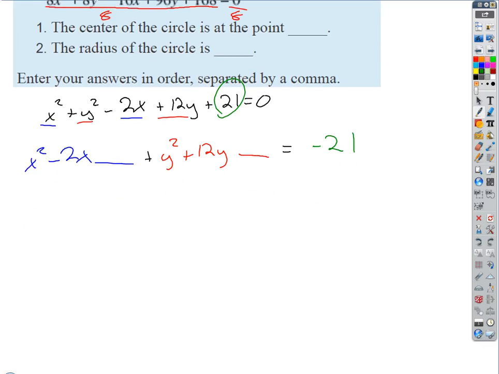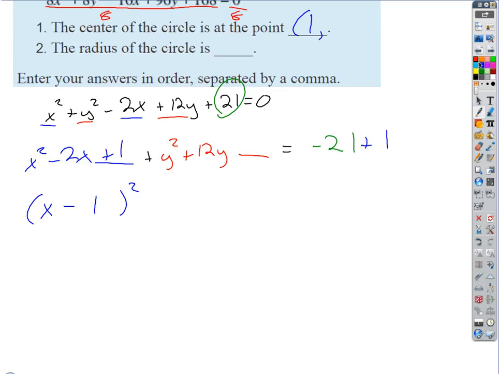Now we'll just complete the square, both x's and y's. So x, half of negative 2 is negative 1. So we can see that the center of the circle has an x coordinate of 1. That's the value of h. To get that, I have to add negative 1 squared, which is 1, to both sides.